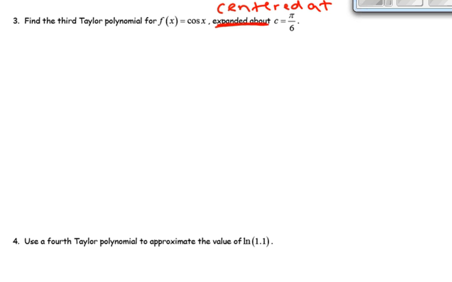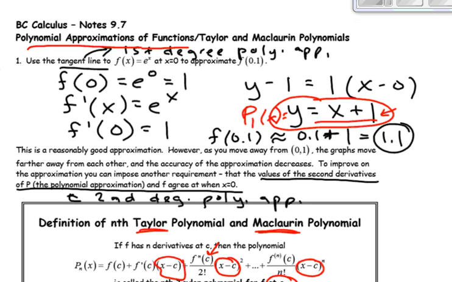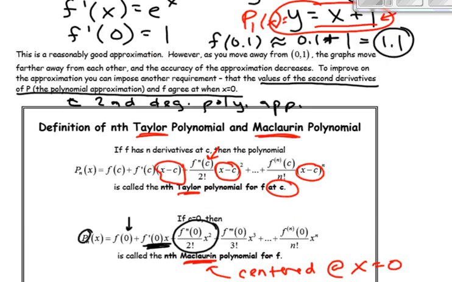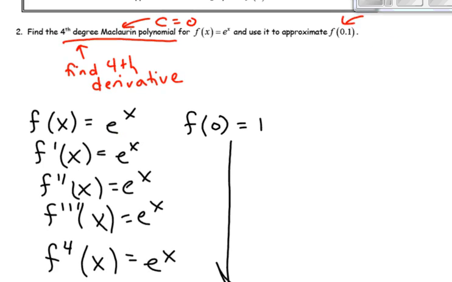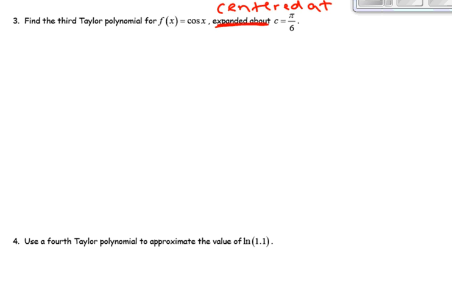e to the x will always be centered at 0, because that's the value that you know for e to the x. For natural log of x, the only value that you know the exact value of is natural log of 1, which is 0, so natural log will always be centered at 1. For cosine, however, we're going to be centered at pi over 6 for this one. Just to remind you, we're using a Taylor polynomial instead of Maclaurin because we're not centered at 0.